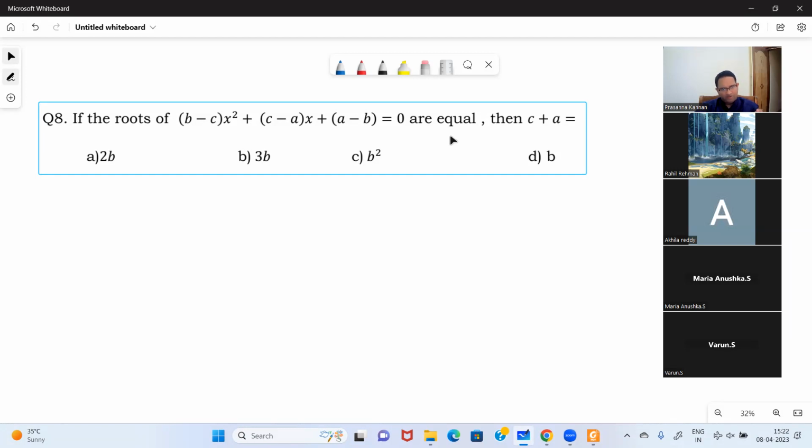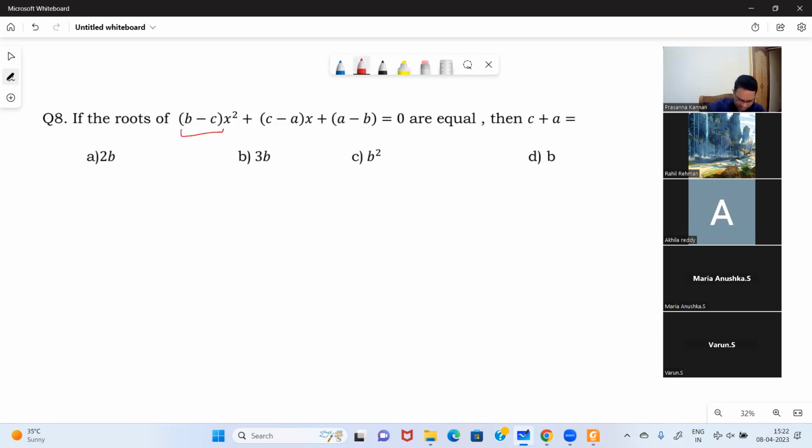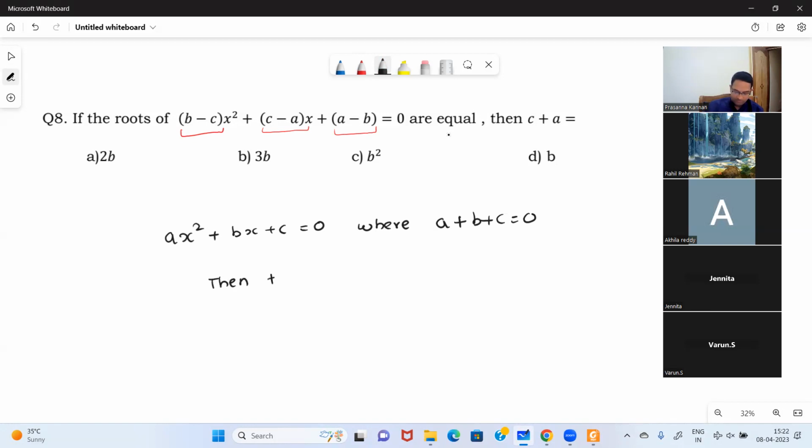Okay. But we are going to use a different, still simplified approach. Just observe these coefficients. What will you get if you add the coefficients? b minus c, c minus a, a minus b. All the three, if you add, what do you get? 0, right? So there is a property for that. If you have a quadratic equation as ax square plus bx plus c equal to 0, where a plus b plus c is 0, then the roots are 1 and c by a. This you can note down. It's again an important result.